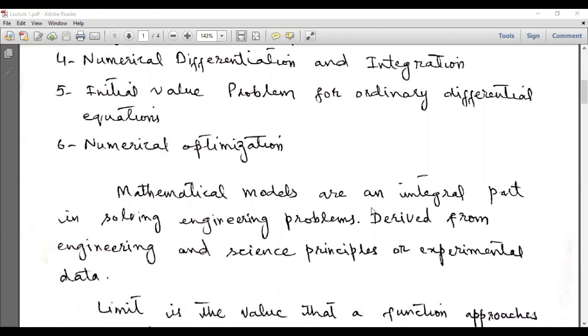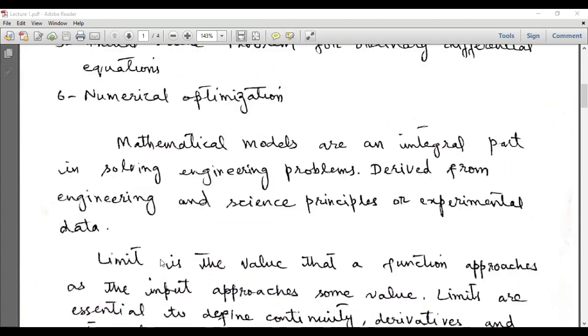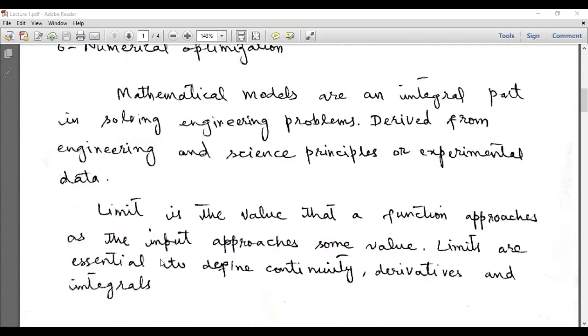Mathematical models are an integral part in solving engineering problems derived from engineering and science principles or experimental data. So in this first lecture, I will demonstrate the basic concepts of limit, continuity, differentiation, and some fundamental laws and theorems which will be used later in the course. So first thing is the limit.